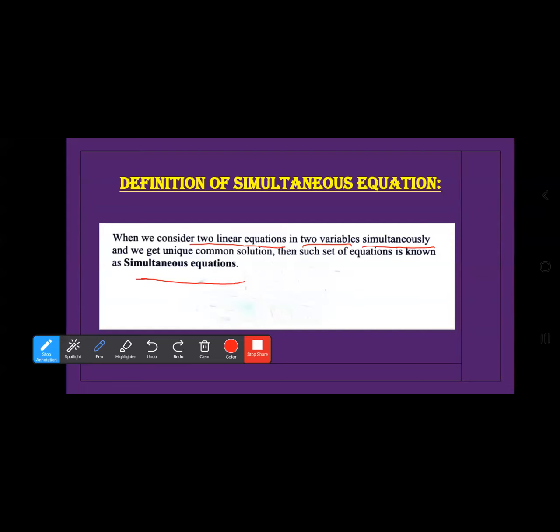So this is important because henceforth whatever equations we are solving, it will be simultaneous equations, and your question will look like this only: solve the following simultaneous equations. So two equations will be given, and you need to solve them simultaneously by different methods. Methods also we will discuss. I hope the meaning of simultaneous equations is clear, and why we use them: because we want to get a unique common solution for the linear equations.